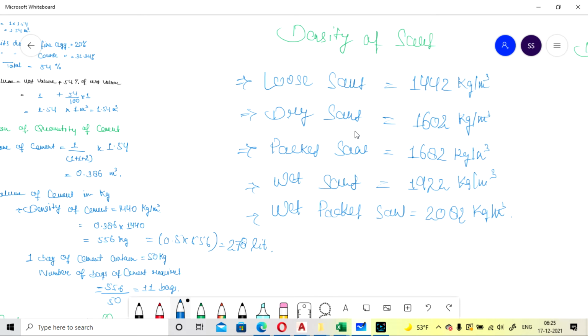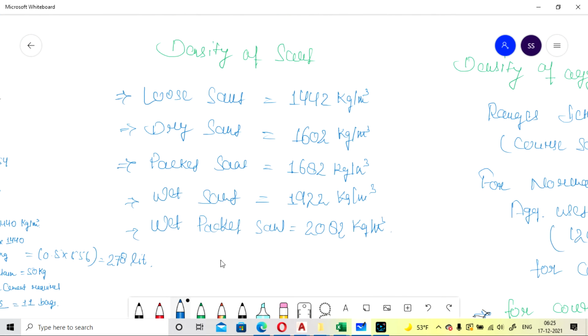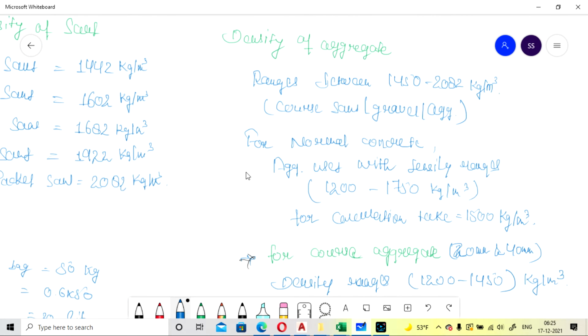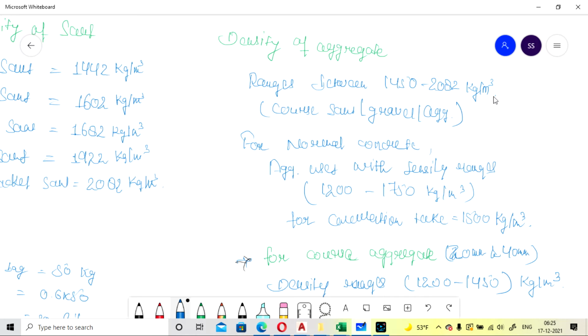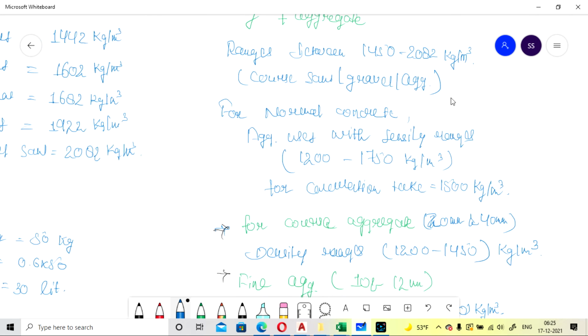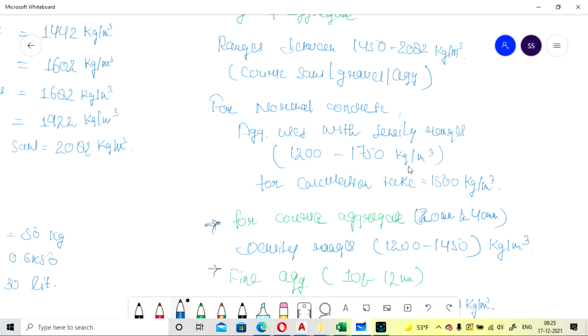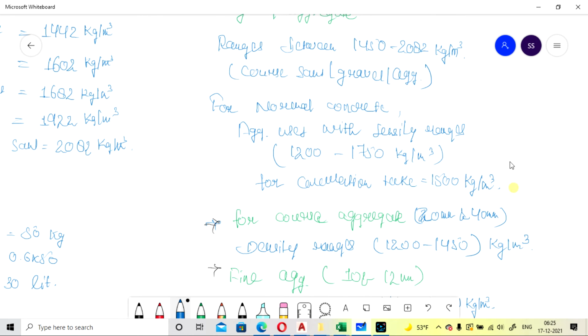If you are buying from a store, you have to find out, or they generally know, the density for packed sand, so you can also ask for that. The density of aggregate also varies from 1450 to 2082 kg per meter cube, depending on coarse and fine aggregate. For normal concrete, we generally take the aggregate density between 1200 and 1750 kg per meter cube. For calculation, we take the average of that, so we have taken 1500 kg per meter cube.